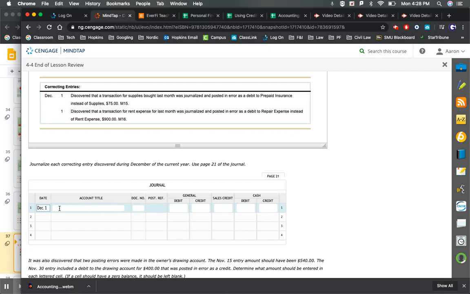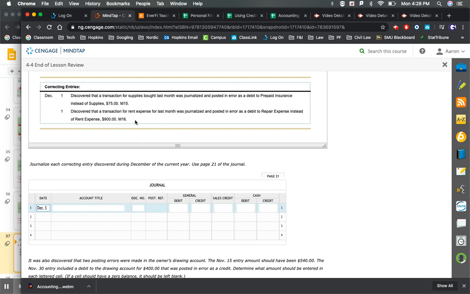There we go, December 1. We discovered that a transaction for supplies bought last month was journalized and posted in error as a debit to prepaid insurance instead of supplies. And so we need to make sure and go through these and do our debits first. Basically, we put something in prepaid insurance that should have gone into supplies. So essentially, we need to decrease insurance and we need to increase our supplies in the amount of $75.